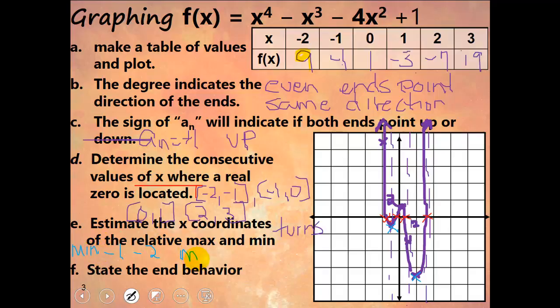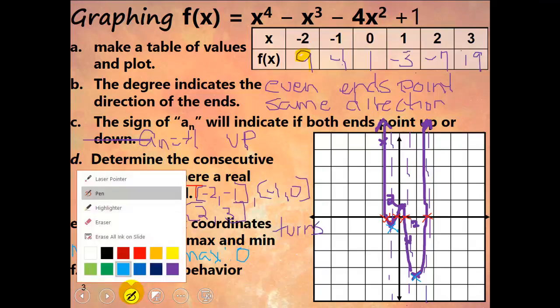And then my max is going to occur, and I usually do all one first so I don't miss any. And then my max is going to happen at x is 0. And then we're going to state our end behavior.